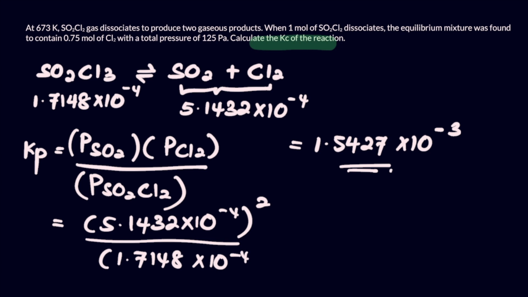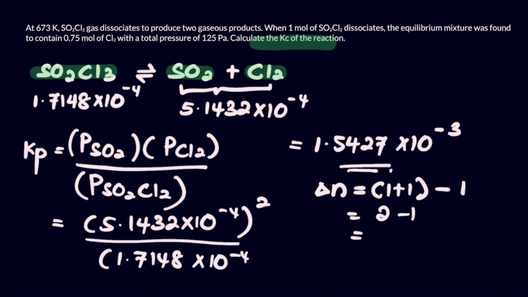From this equation, we can see that all of this is in gaseous form. So we know that your delta n is equivalent to whatever is at the product minus whatever is at the reactant. We have 1 mole of chlorine and 1 mole of SO2, so 1 plus 1, minus 1 mole of SO2Cl2. So just minus 1, so 2 minus 1 is equivalent to 1. So that is your delta n.